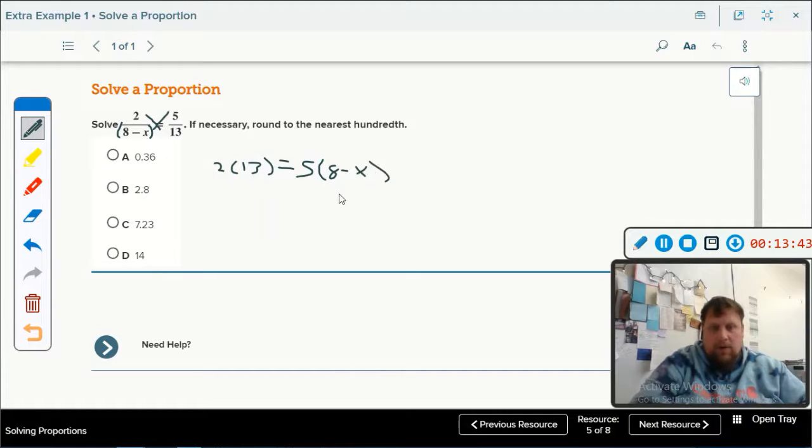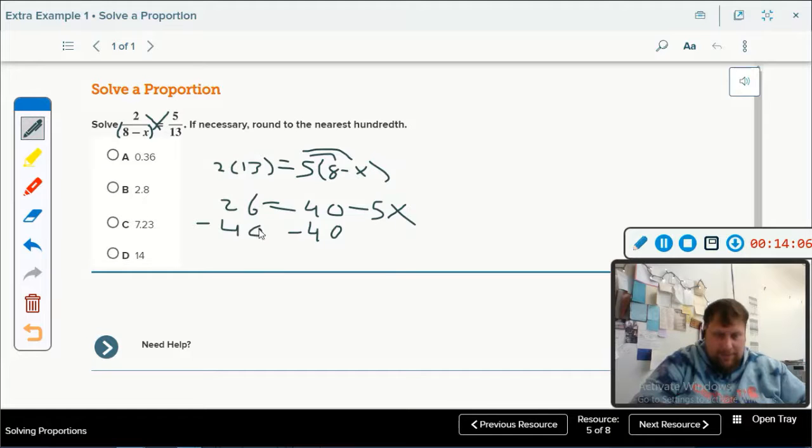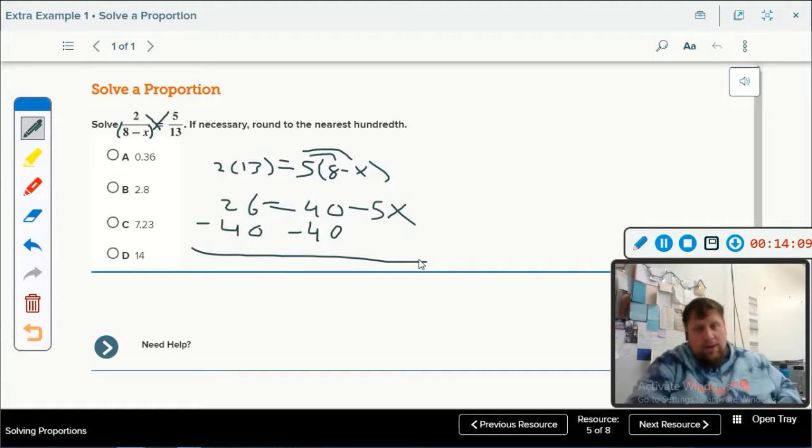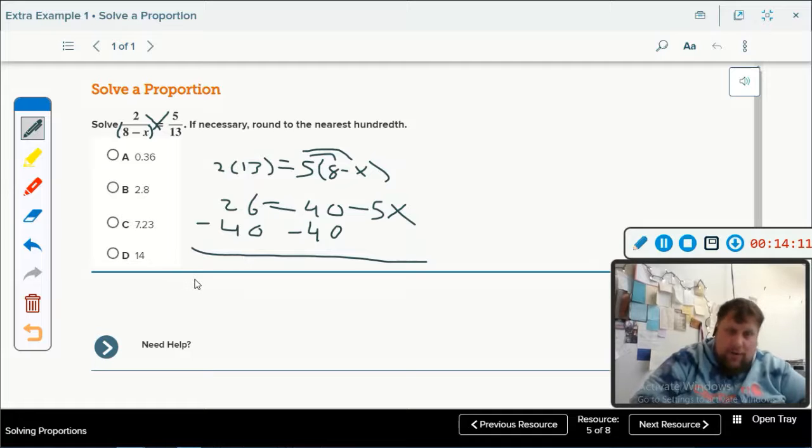Now we're cooking with peanut oil. We got to distribute that, right? So what we're going to end up with, 2 times 13 is 26 equals 5 times 8 is 40 minus 5x. Got to multiply times that 5. All right, let's do this. I'm going to go ahead and subtract 40 from both sides. I know some of you are thinking, oh, but that's a negative 5. We'll deal with it. Minus 40. And this is a war. How much is 40 going to win by? First of all, 40 is negative, so this is going to be negative. 40 is going to win by 14. Equals negative 5x.